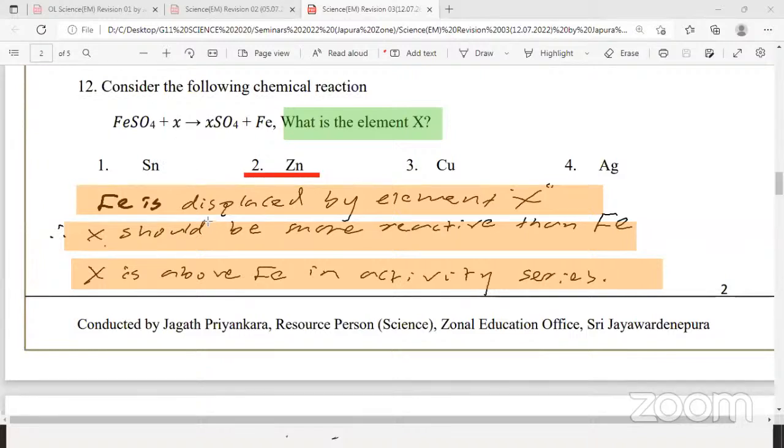Right. But anyway, you better copy down the method. So all the other metals below iron in the activity series.